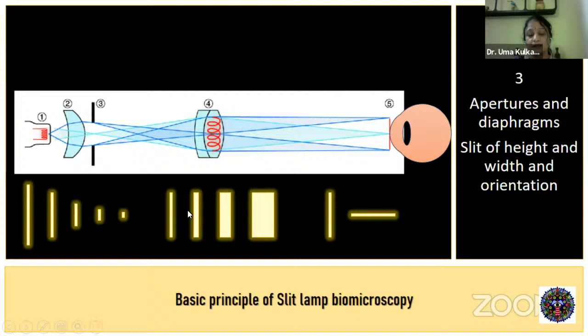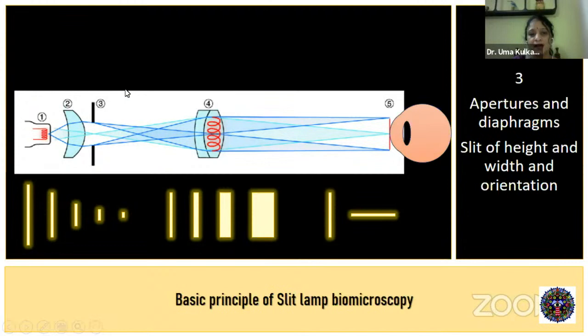Similarly, the width also can be changed. The width can be as wide as this, which is useful for diffuse illumination, and this one for a parallelepiped of the cornea. The slit can also be changed in its orientation, especially for gonioscopy. We might want to keep it as a horizontal slit and look at the lenses on either side. So this is the slit system.